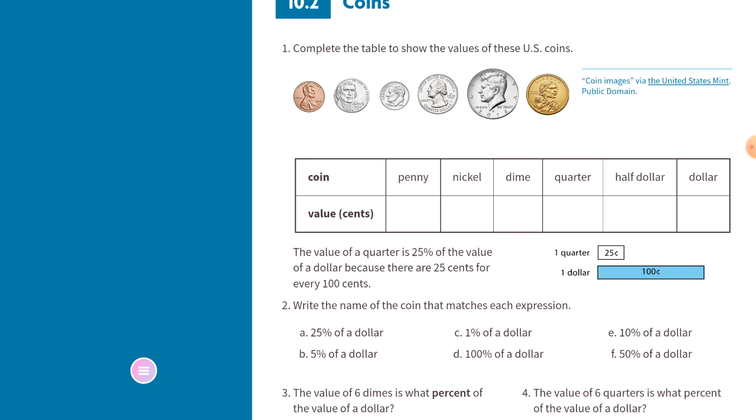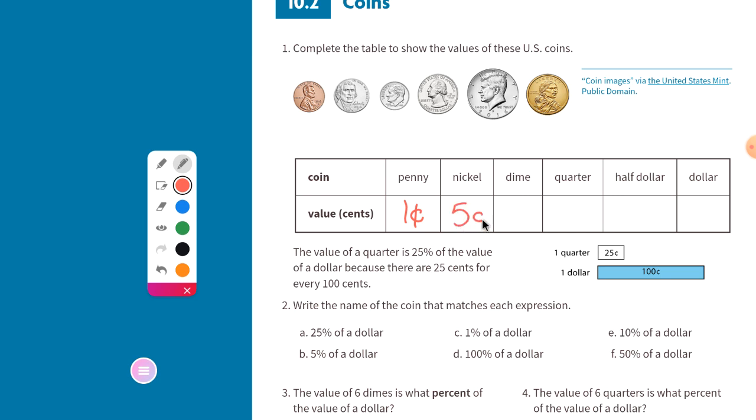Let's go back to yesterday. What is the value of a penny? 1 cent. Let's fill this in together. What is the value of a nickel? 5 cents. The value of a dime? Quarter. 50 cents. And $1. 100 cents.